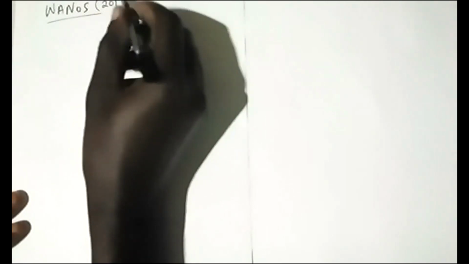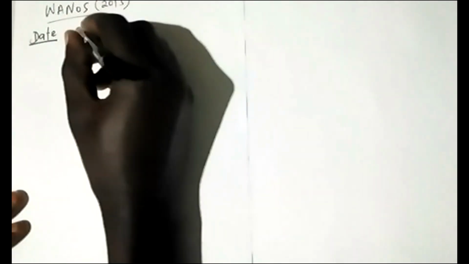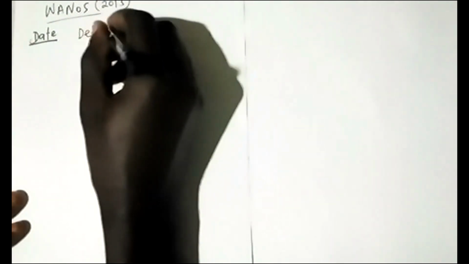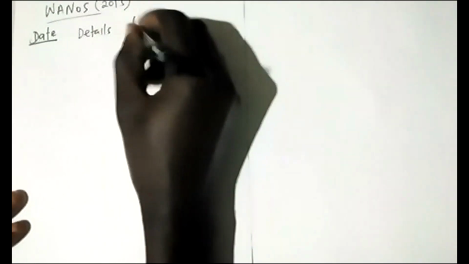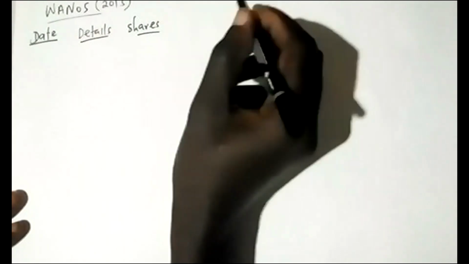So that is now the weighted average number of ordinary shares. Which means that I will start with 2013. So I have to draw everything here on the table. So date, details. I have to talk about shares. So once I have my shares, I have to weigh.